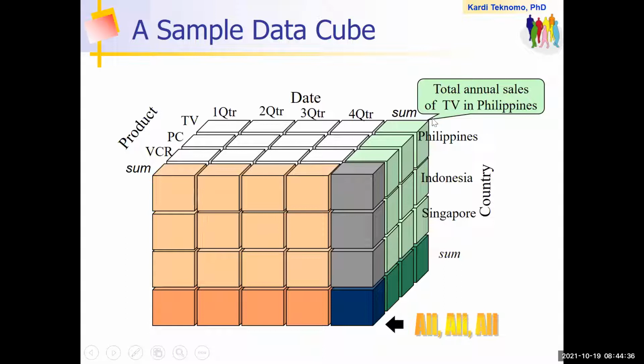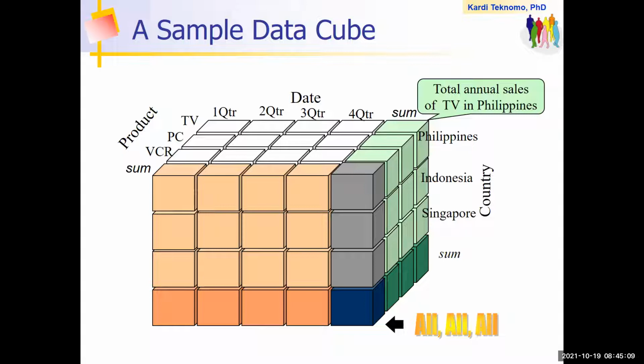So this is like the sample data cube. And on the left side, you have products, for example, TV, PC, VCR. And then on the other dimension, you have date. So in date, for example, in this cube, we divide one year into first quarter, second quarter, third quarter, fourth quarter, and so on.